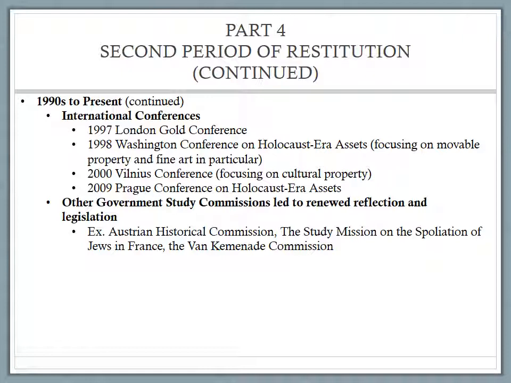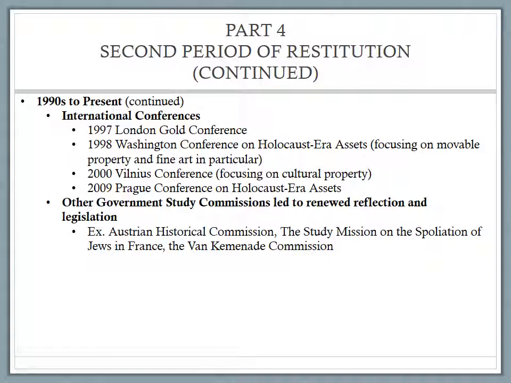While the United States is fairly credited with being a key facilitator of this second period of Holocaust restitution, there were many other international efforts as well as domestic efforts in European countries which assisted with this second round of reckoning with lingering issues of restitution relating to the Holocaust. There were many international conferences that were held, the first of which was in 1997, and it was the London Gold Conference. It was followed up by the 1998 Washington Conference on Holocaust-era assets, which focused on movable property and fine art in particular, and led to the issuance of the non-binding so-called Washington Principles, which are best practices for the restitution of movable property.